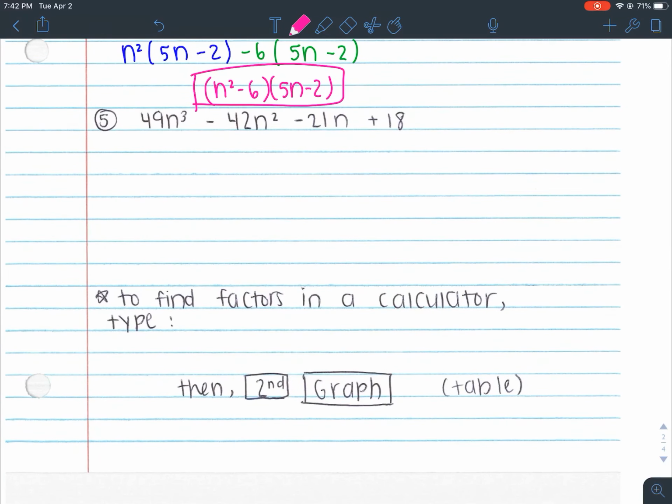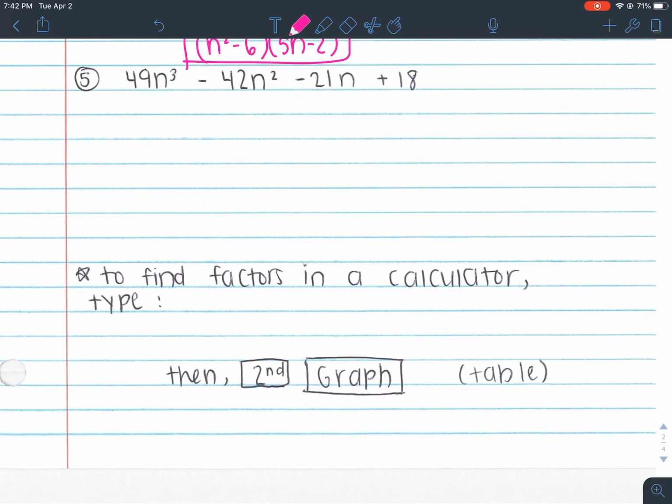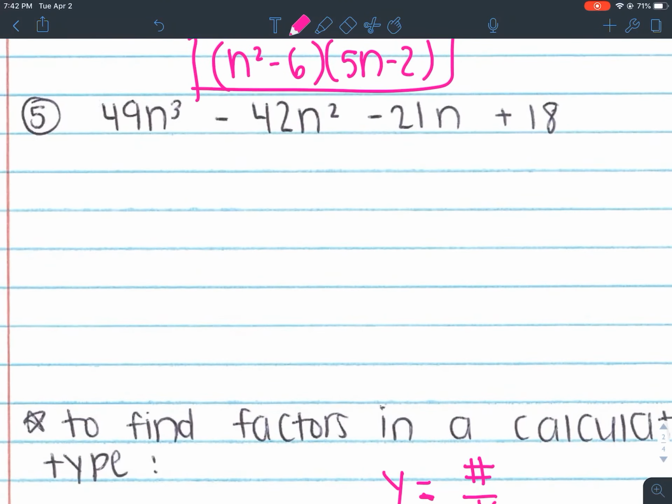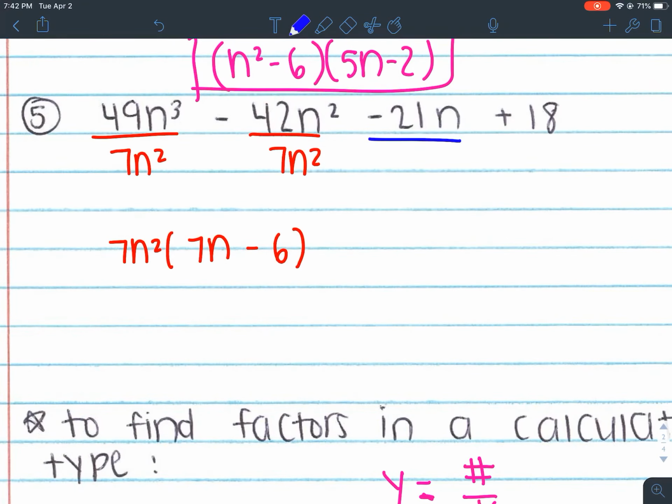Lastly, number 5, we got some bigger numbers there. Again, I showed you in the past one, if you want to find factors in a calculator, y equals number over x. Okay, so that'll help you out on that one. So let's see, first two terms. So let's do these two first. The biggest factor for both of these is actually a 7n squared. So I have 7n squared. That leaves me with a 7n minus 6. Divide both of these out.